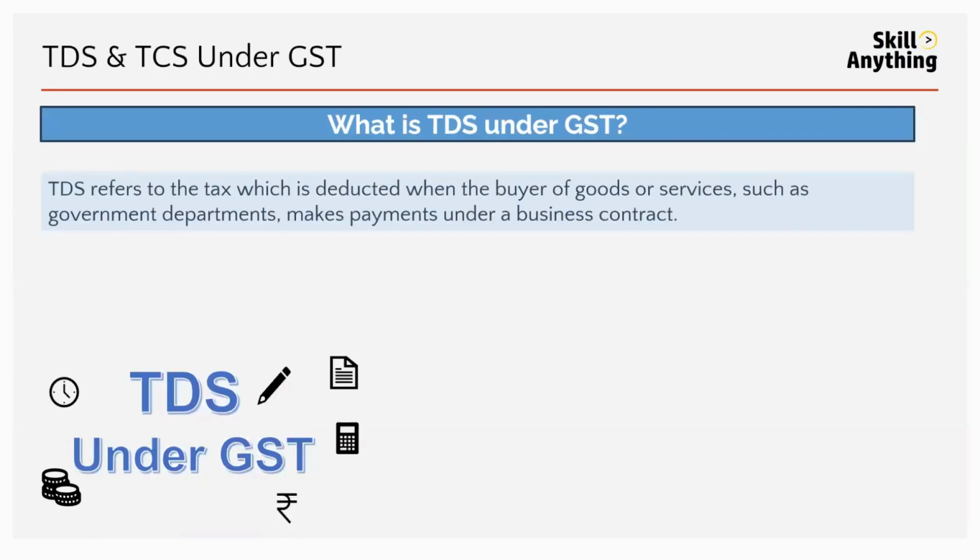So what is TDS under GST? TDS is a tax which is deducted when the buyer of goods or services, such as a government department, makes payment under a business contract. Whenever there is a business contract with a government department, the TDS will be deducted whenever they buy goods or services.